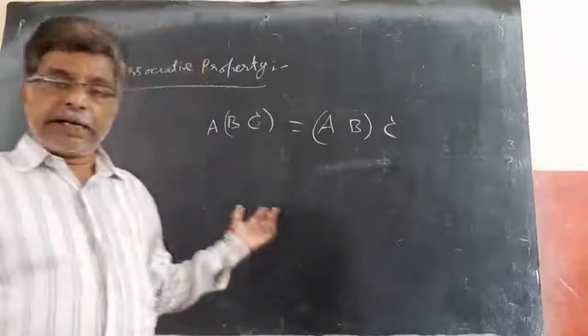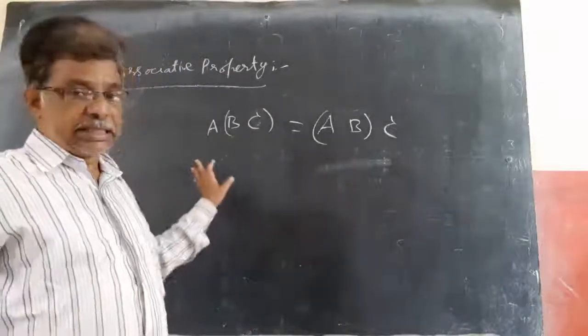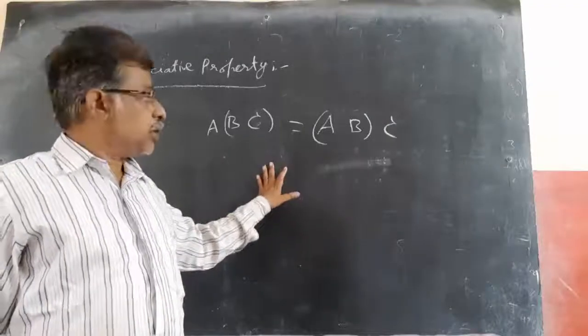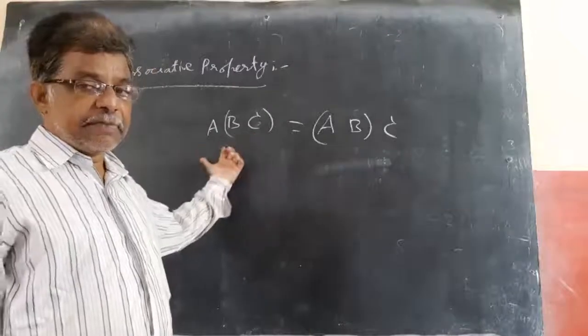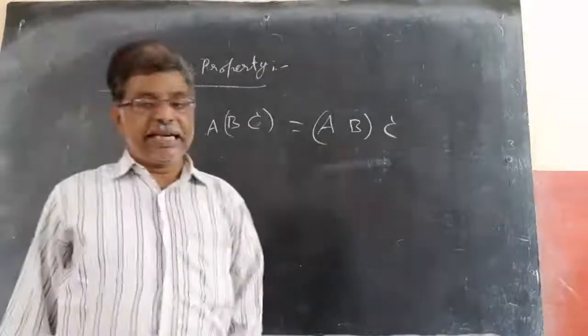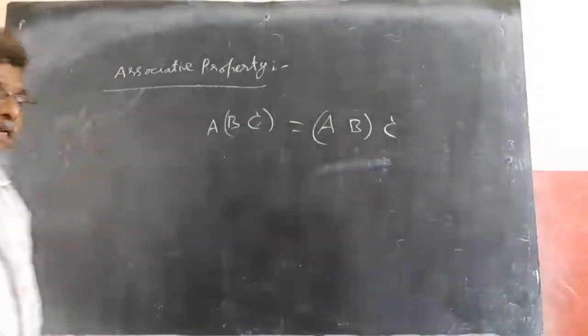But for multiplication, associative holds for any three matrices: A into B into C equals A into B into C. That means if you multiply B and C and multiply with A, it gives the same result as multiplying A and B with C. So associative is possible in matrix multiplication.